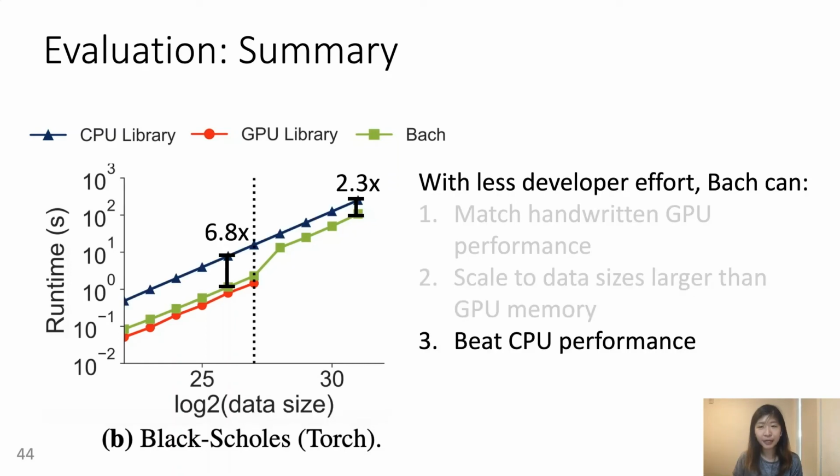And finally, Bach consistently beats the performance of the CPU library implementation. Note that due to the log scale, the difference in runtime represents a constant multiplicative speedup. Now we'll take a look at 3 other workloads in more detail.